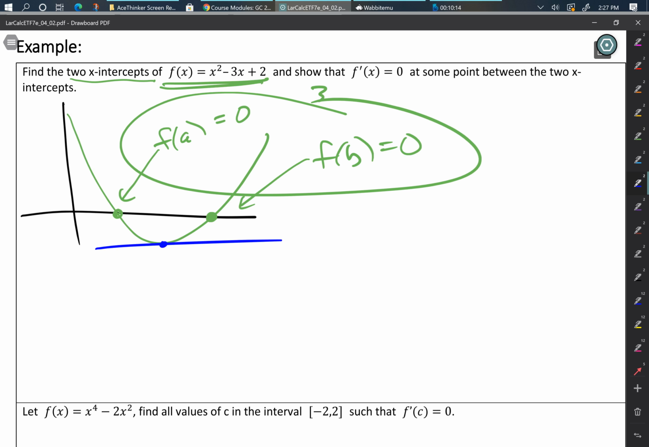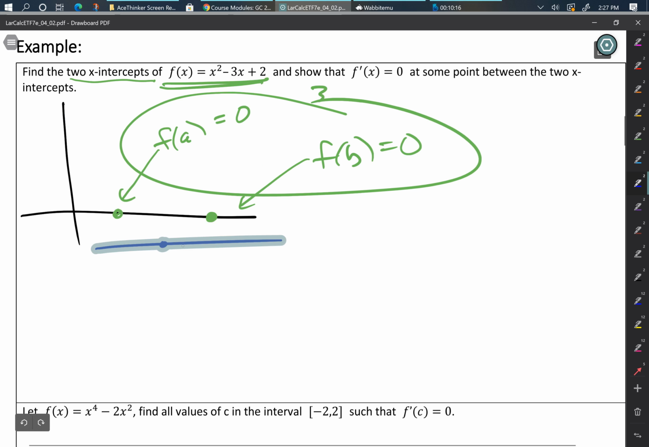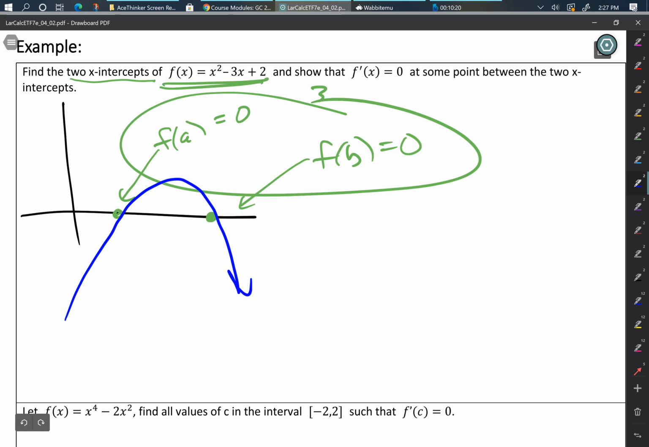Now, I know that at least one person out there is thinking, yeah, but what if the graph goes the other way? Well, what if it goes the other way? What if it's opening down, kind of like this? It's still going to have those two intercepts. They're still going to have two values where it's equal to 0. And if we can show that it's continuous and differentiable, it's going to have that horizontal tangent. We're going to be able to find that value c.